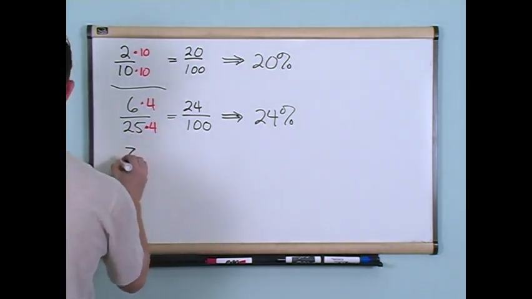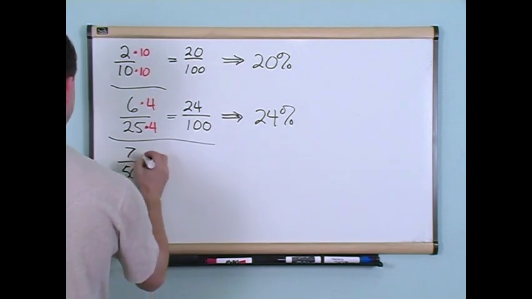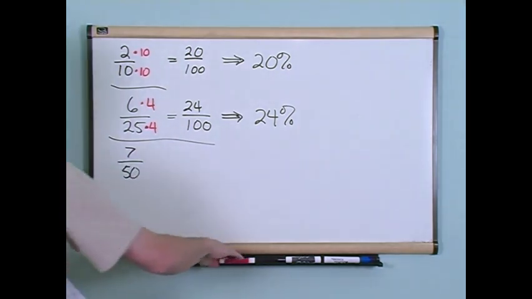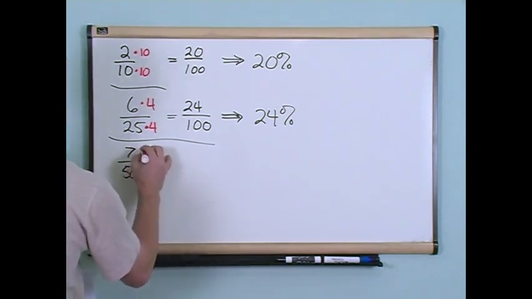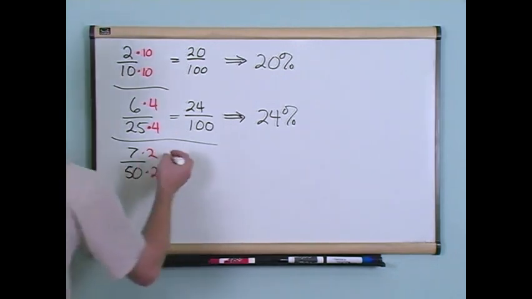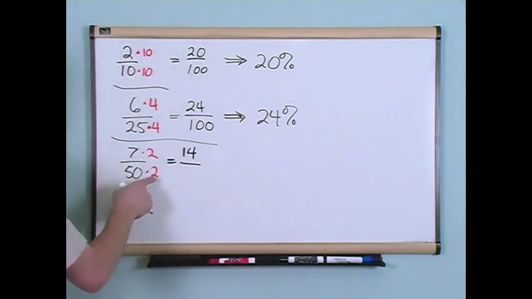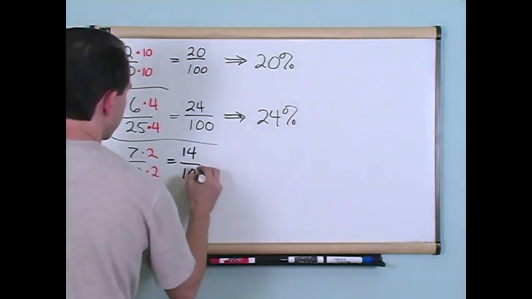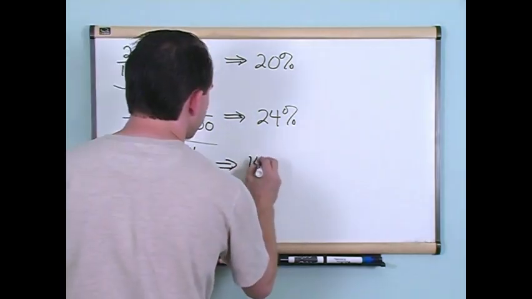What if I had 7 over 50? I think you can kind of see the common theme here. You just pick a number that you can multiply by. In this case, it's going to be 2. So after doing this multiplication, on the top, 7 times 2 is 14, and on the bottom, 2 times 50 is 100, which is what I'm after. Okay, and so now that I have it as 14 over 100, you just have 14%.